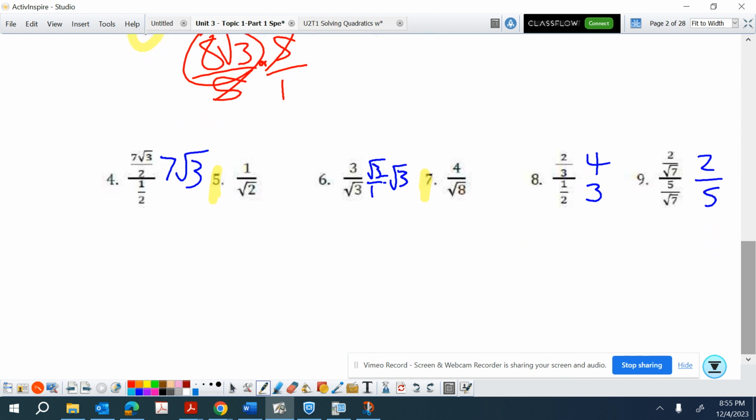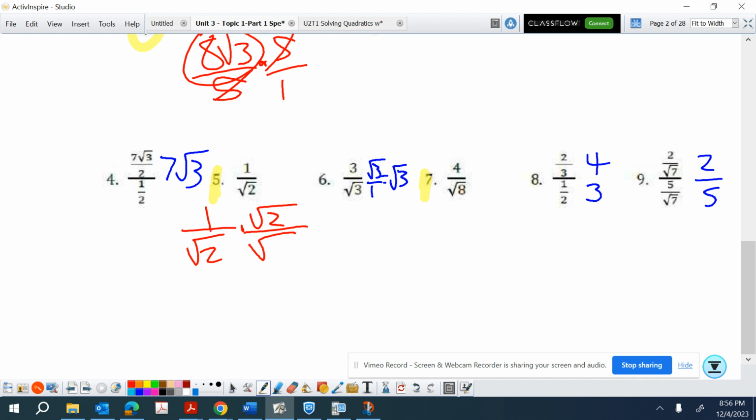Below, I'm showing the answers for all of them, but I'm going to talk about number 5 and number 7 because the instructions say to rationalize. So that means I need to get rid of the square root of 2 in the denominator and make sure it goes to the numerator. So 1 over square root of 2 can be multiplied by 1. Any fraction can be multiplied by 1.